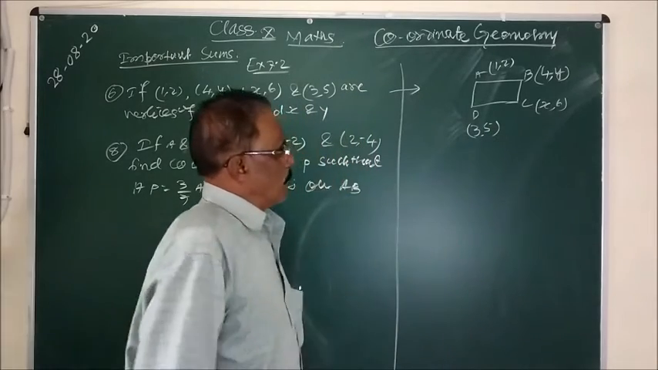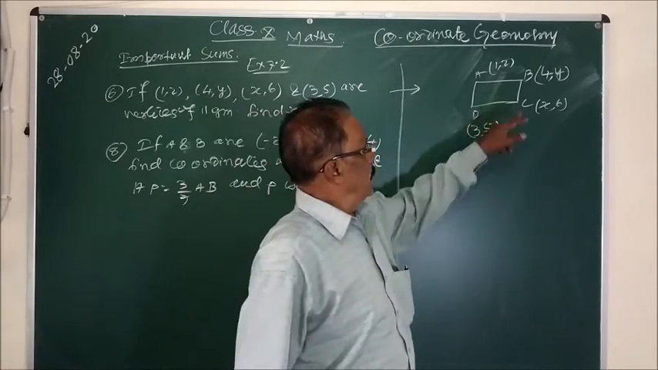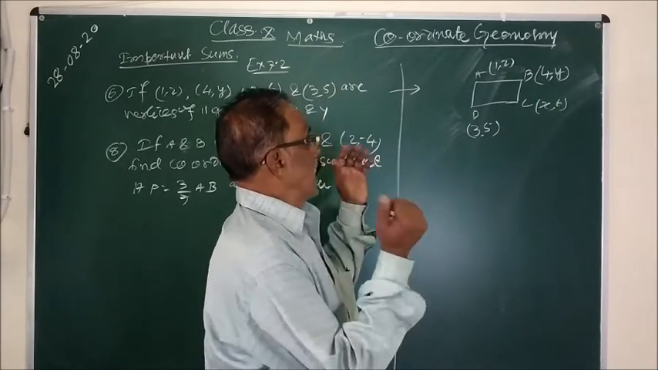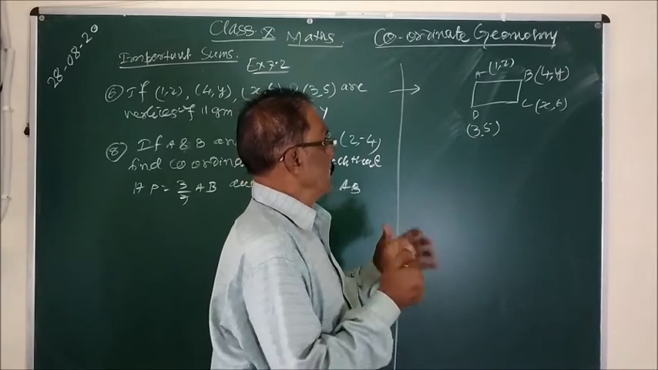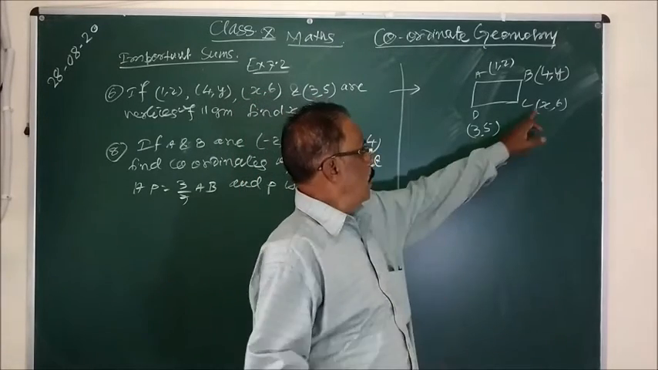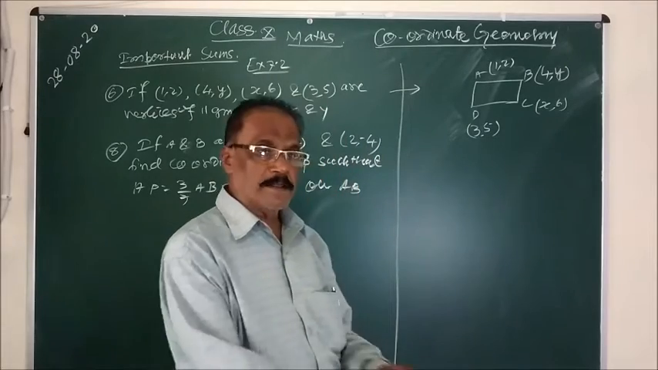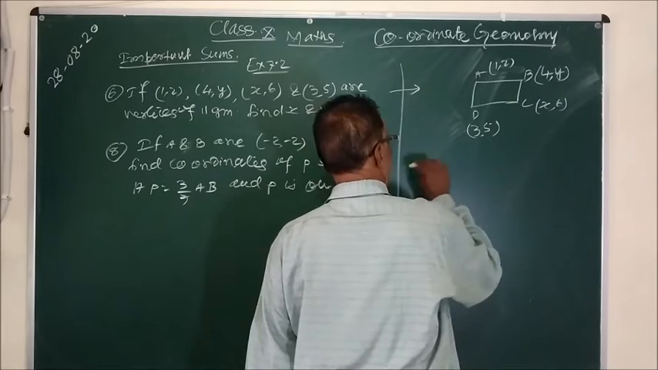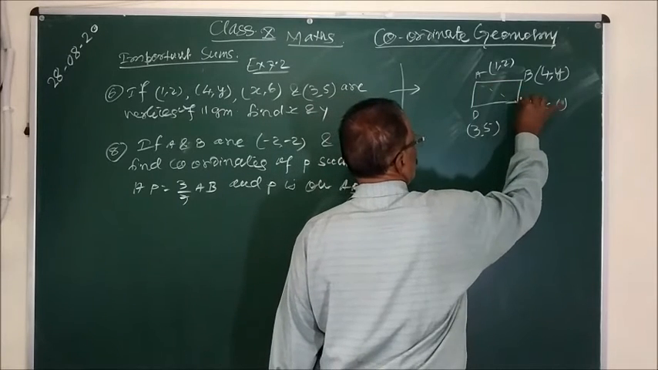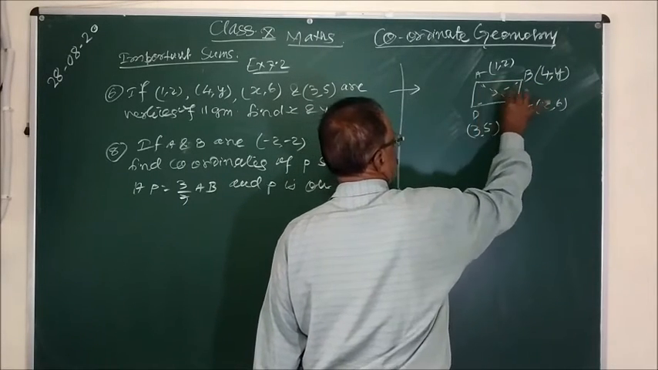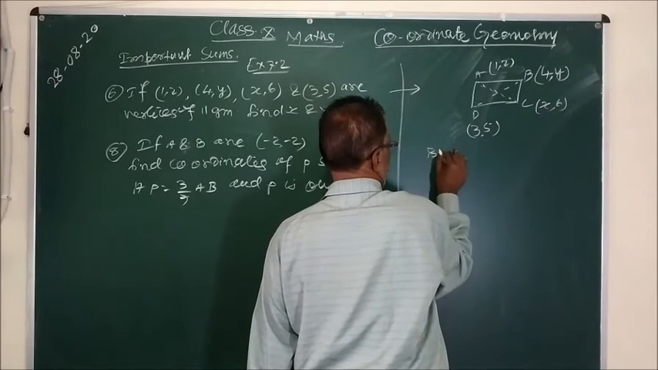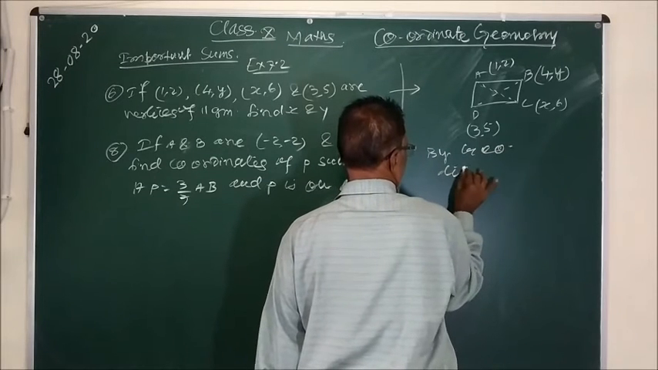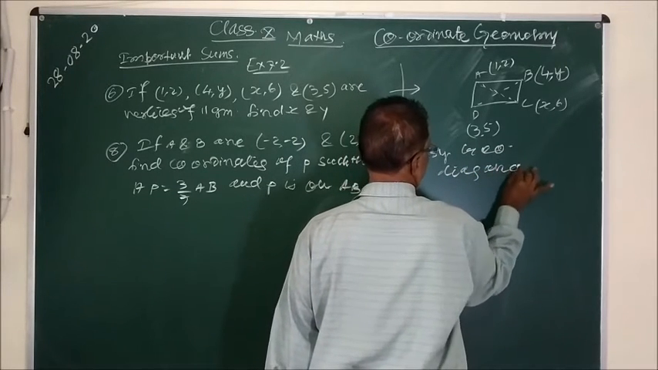So this is a parallelogram ABCD, and the coordinates of A, B and C are given, but we don't know the ordinate of point B and the abscissa of point C. So what are the values of these two, x and y? In geometry, we know the diagonals in a parallelogram bisect each other.